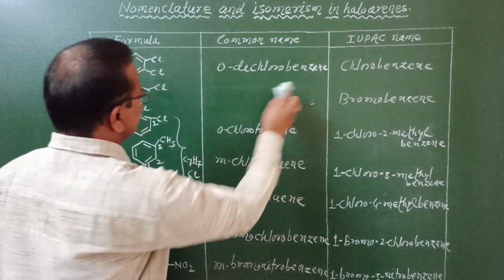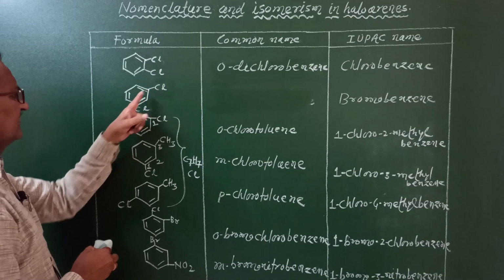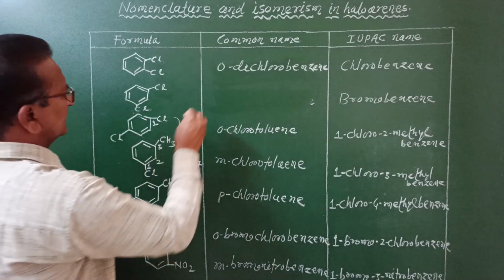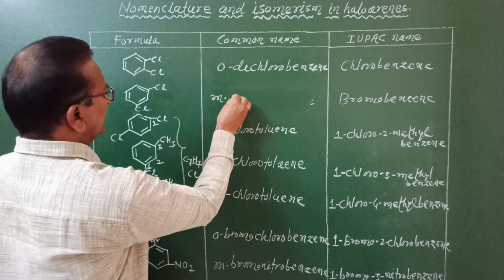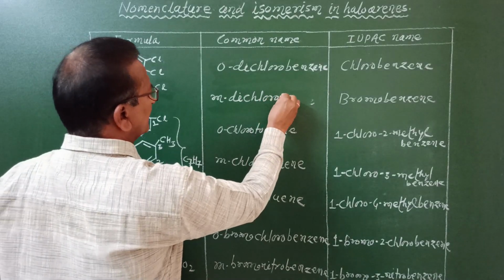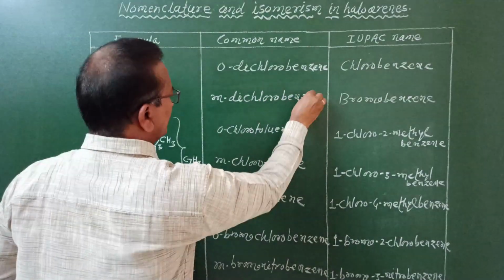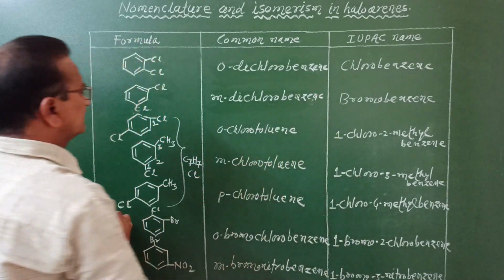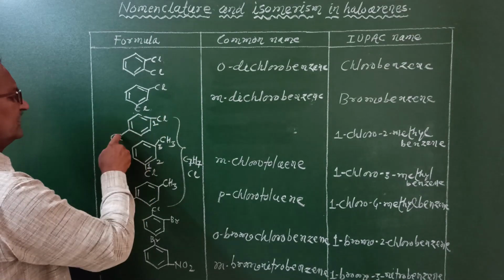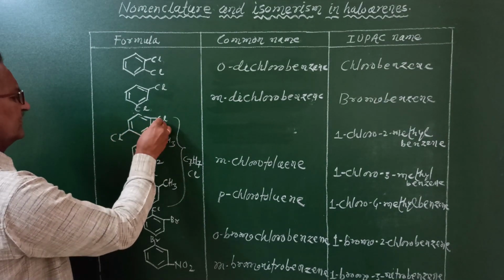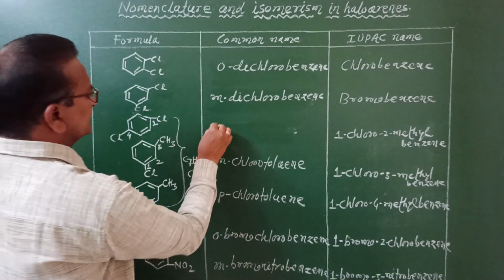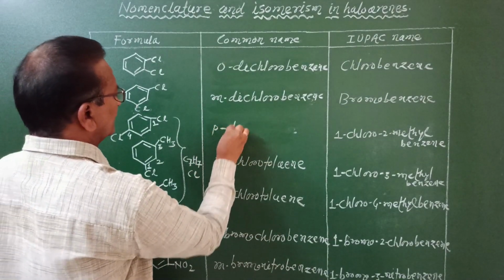Now let us see the positions of substituents in the next one. The positions are 1 and 3 with respect to each other, so this is referred to as meta-dichlorobenzene. In this case, the positions of the 2 chlorine atoms are 1 and 4: the second chlorine atom is present on carbon number 4. Therefore, this is referred to as para-dichlorobenzene.